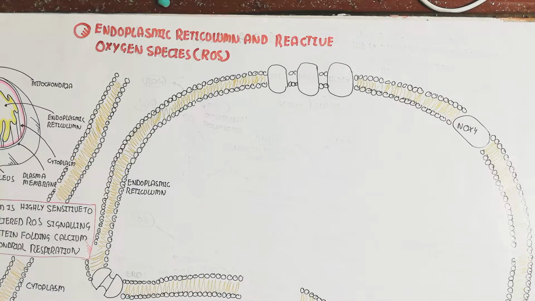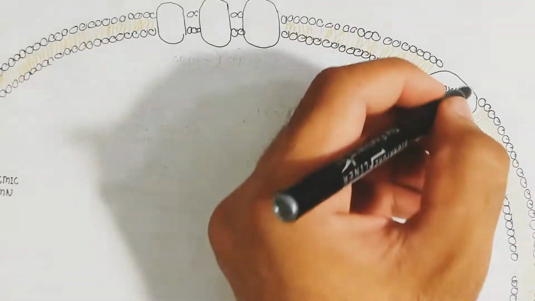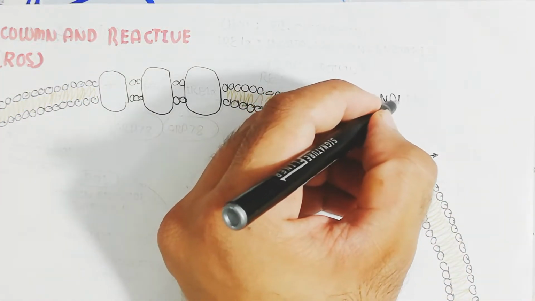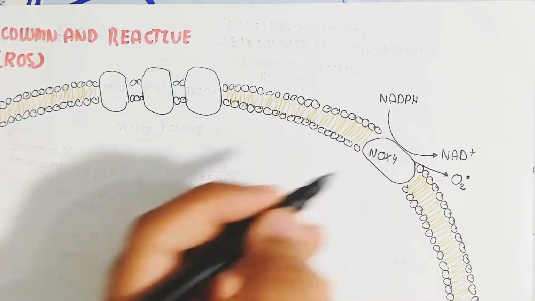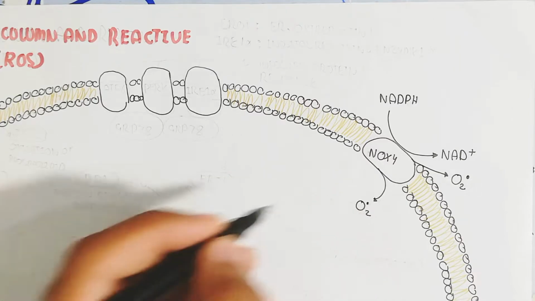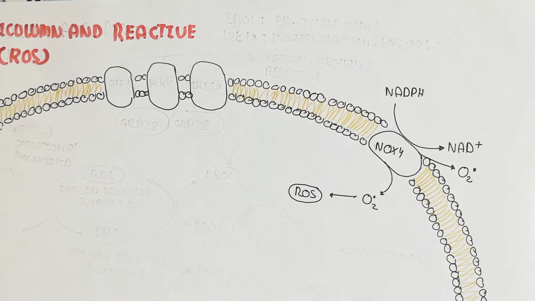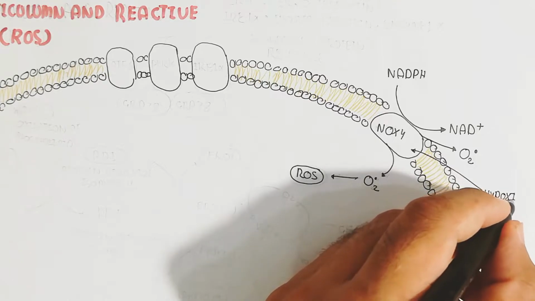So this is the trimeric complex of proteins known as ATF6, PERK and IRE1 alpha. So what is IRE1 alpha? It is the inositol requiring enzyme 1 alpha. So this is NOx4, NADPH oxidase enzyme 4, which oxidizes NADPH into NAD plus and also produces reactive oxygen species when hypoxia occurs.